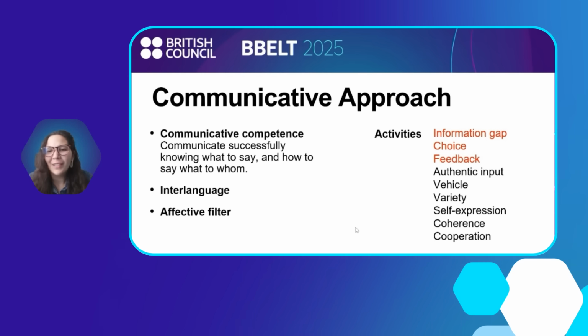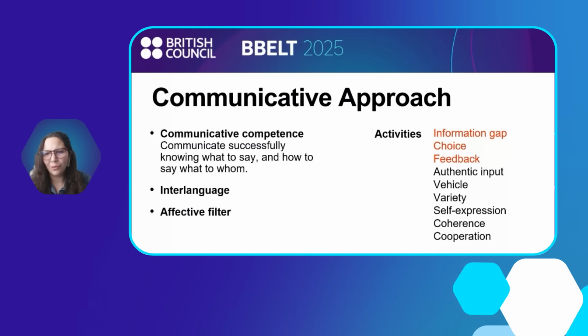Now, the characteristics of the communicative activities are, well, we have the first three, which are the main and the most important characteristics: to have an information gap, the opportunity of choice, and the learner has to be able to receive feedback and give feedback as well. And then we have these other characteristics.